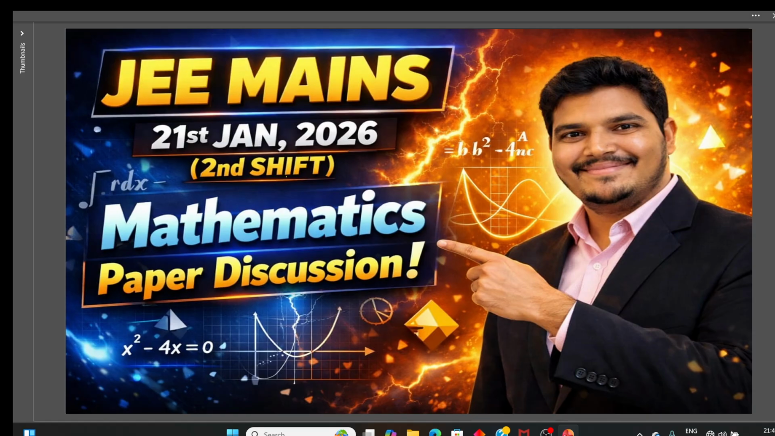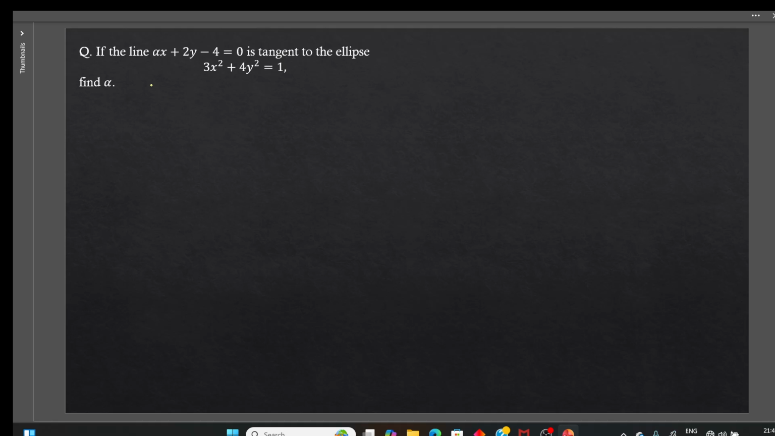Let's go to the remaining questions. The next question is: if the line alpha x plus 2y minus 4 is equal to 0 is tangent to the ellipse 3x square plus 4y square is equal to 1, then find alpha. So this line is a tangent to the ellipse. Let us consider this ellipse as equation number 1.